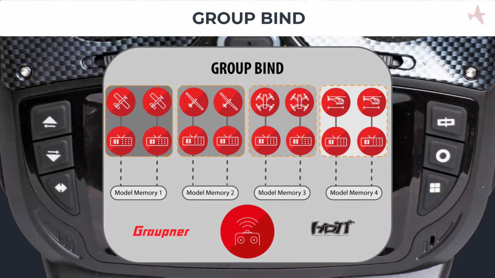When both receivers are turned on, they will respond simultaneously to the same control inputs of the transmitter. The use case for this is, for example, during competition, when one airplane becomes inoperative, and you would like to continue the contest using an identical airplane without switching model memories on your transmitter to avoid losing time. All you need to do is power the other airplane and wait for the receiver to establish the bind.